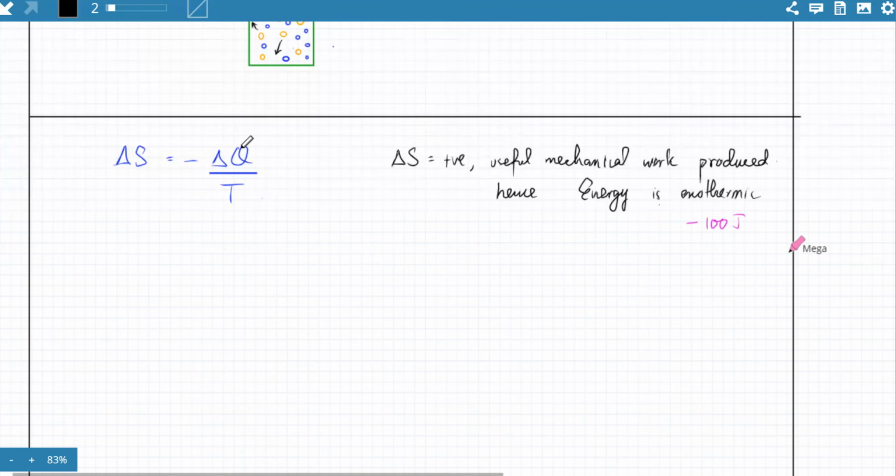Okay, now the point was, what is this formula? This is the formula. I mean, what this formula is.